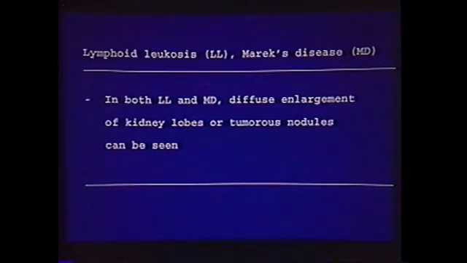Lymphoid leukosis and hemorrhagic disease grossly will look the same. It could be either in the kidneys, either diffuse enlargement or tumorous nodules. Here is a turkey. You can see the kidneys in here. This is a turkey tom. You can see some blood sitting under the capsule of the kidneys.